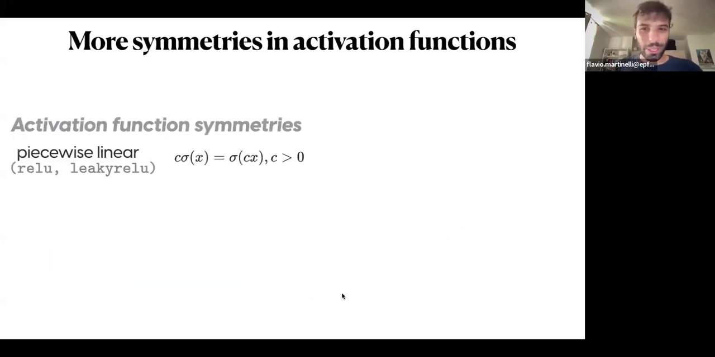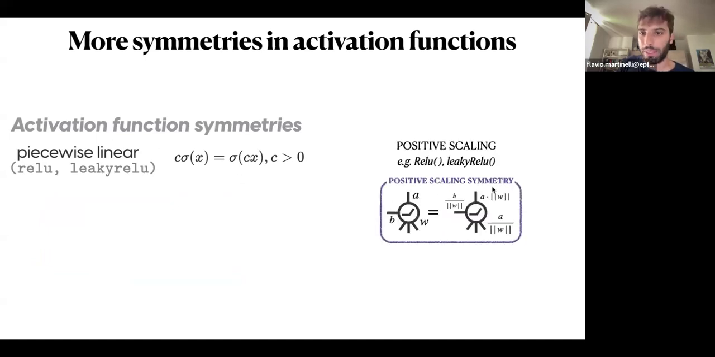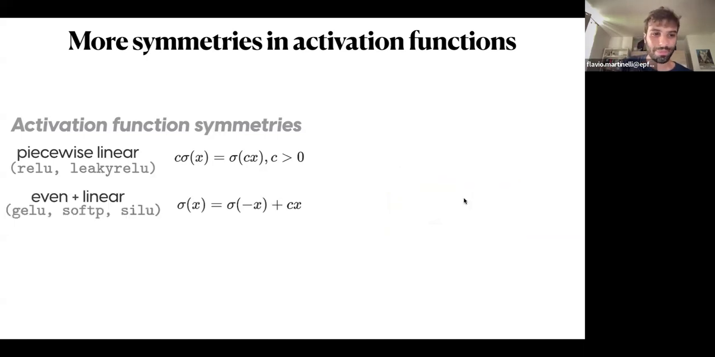I told you there was a weird condition on the activation function, but to apply this theorem to more interesting activation functions, we have to include more symmetries. For example, ReLU, I think we all know that it's a piecewise linear activation function, and there is a positive scaling symmetry, which basically consists in multiplying the input weights by a positive scalar is the same as multiplying the output weights by its inverse. So we lose 1 bit of information about the scaling of the input or the output weights.